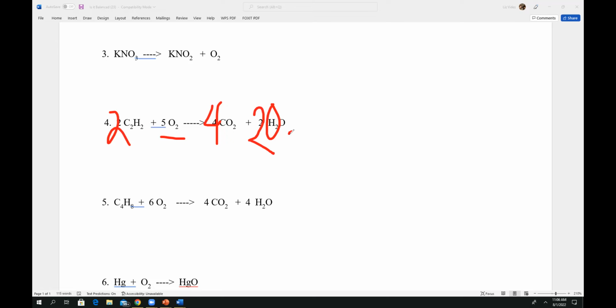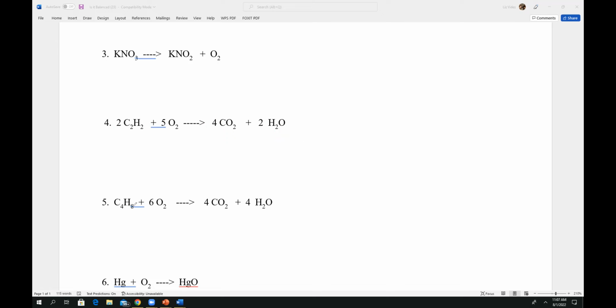Okay, so now let's tally. 4 times 2 is 8, plus 2 times 1 is 2. That gives us 10 oxygens on this side, so we know to put a 5 right there because 10 divided by 2 is 5. And there you go, that's how we knew how to balance it. So you see, it's the same thing we just did. This one's also already balanced, which bothers me, but okay.